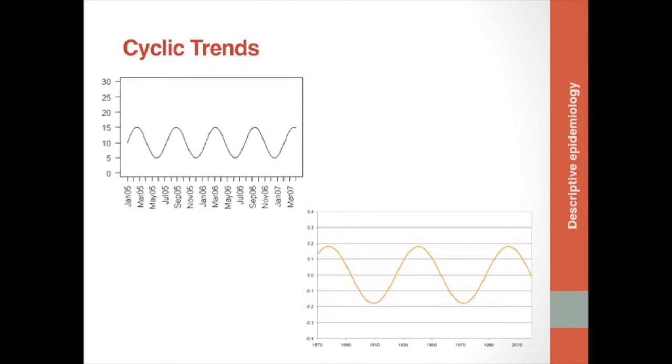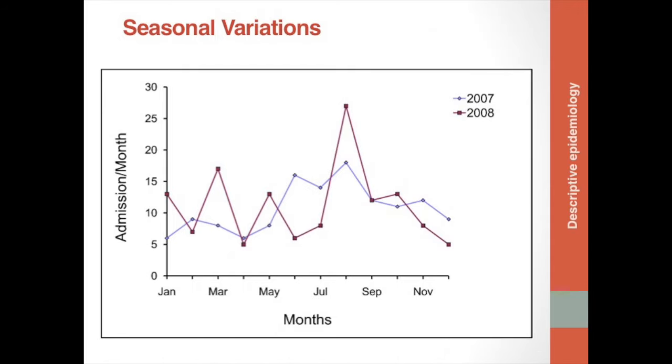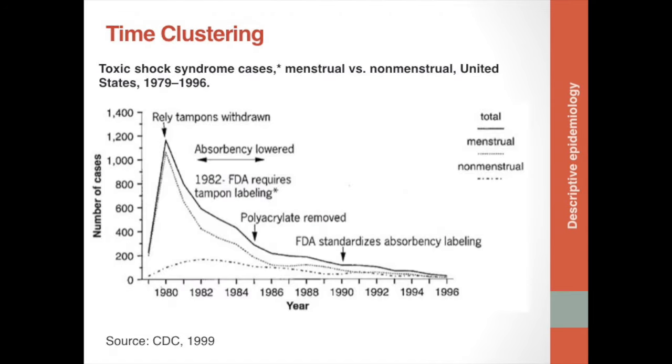Cyclic trends might refer to long-term or short-term events. Some of them are seasonal, while others are cyclic due to a variety of factors. Seasonal variations can be observed for some diseases or conditions falling within a calendar year. Time clustering data can sometimes be used to trace the beginning of a condition. For example, the incidence of toxic shock syndrome caused by Staphylococcus aureus infection in women increased when women started to use newly hyperabsorbent tampons in the 80s.